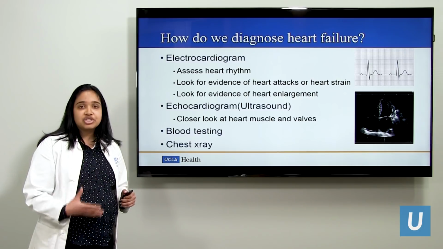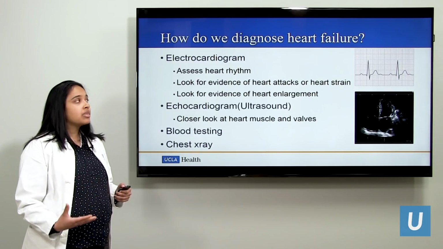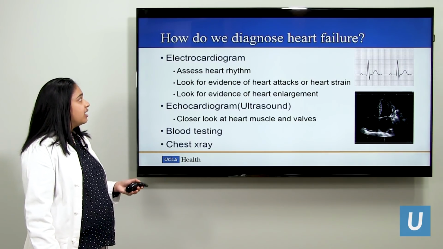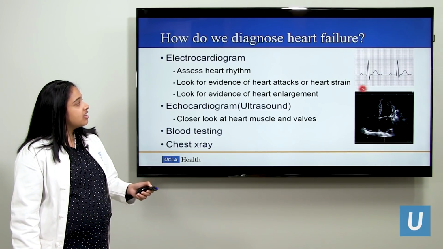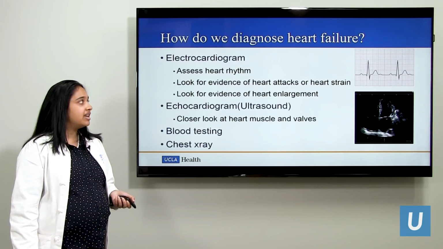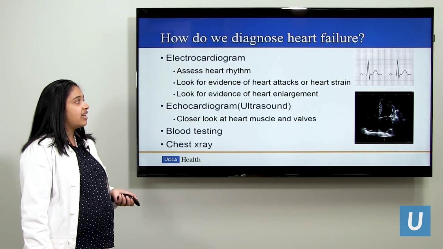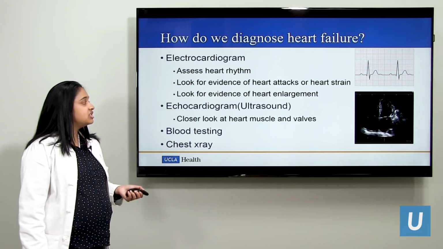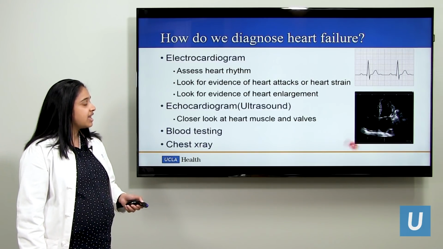So once we've done the history and the physical examination, it's now time to talk about what other tests we may do. Some common tests that you may have ordered when we're working up heart failure include an electrocardiogram or an ECG. That is a picture of the rhythm of the heart, and with it we're able to look for evidence of heart attacks or heart strain, and evidence of heart enlargement can be seen on that as well. We also would likely order an echocardiogram, which is an ultrasound of the heart, and it allows us to get a closer look at the heart muscles and the heart valves.